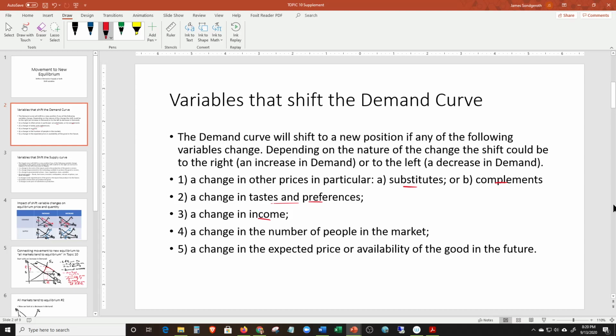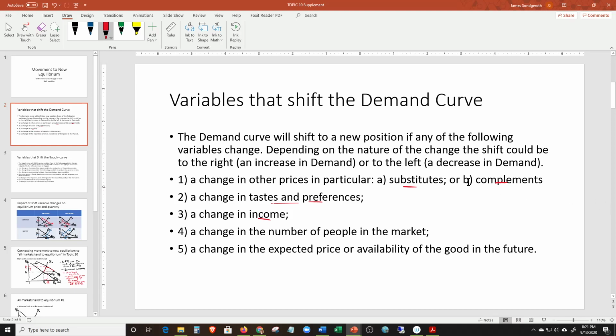And a change in the number of people in the market. If the number of people in the market increased, the demand would go up. If the number of people in the market decreased, the demand curve would decrease and shift to the left. A change in expected price or availability of the good in the future. So if consumers expect the price to increase in the future, they would increase the quantity demanded at each and every price now. This often trips students up, but we are talking about expected prices in the future.